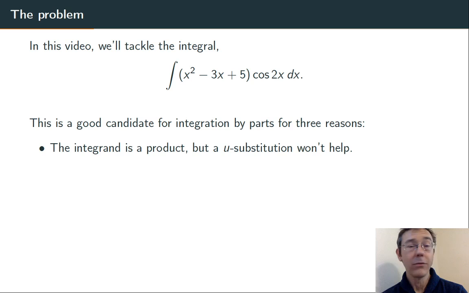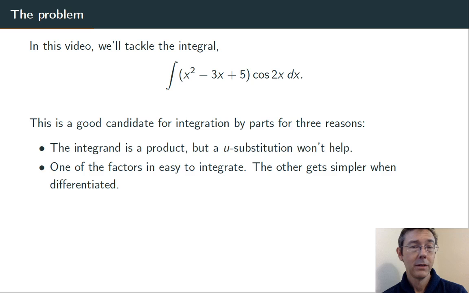This is a good candidate for integration by parts for at least 3 reasons. First of all, it's a product, but not the sort where u substitution will help you. Second of all, one of those factors can be integrated, cosine of 2x, and the other one gets simpler when you differentiate it, x² − 3x + 5. That degree 2 polynomial, when I differentiate it, will become a degree 1 polynomial. Finally, even if you know lots of techniques of integration, this is the only one that really helps you.